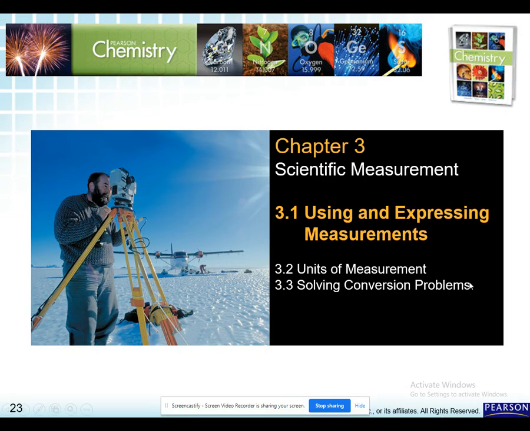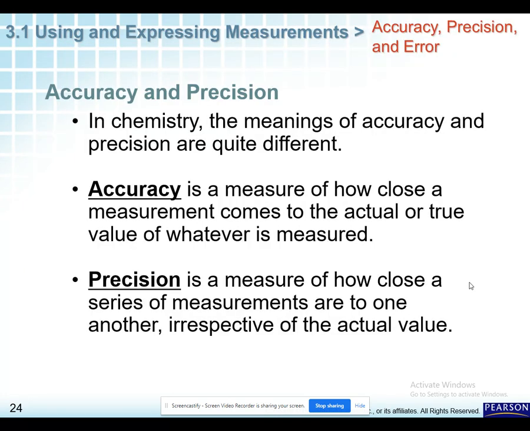Hi everyone, today we're going to continue on with 3.1, using and expressing measurements. So yesterday we kind of learned what a measurement was and we went over some scientific notation, but today we're going to go over two other important concepts, and that is accuracy and precision. So in chemistry, the meaning of accuracy and precision are quite different. If you want to know the definitions for the two, they're located below.